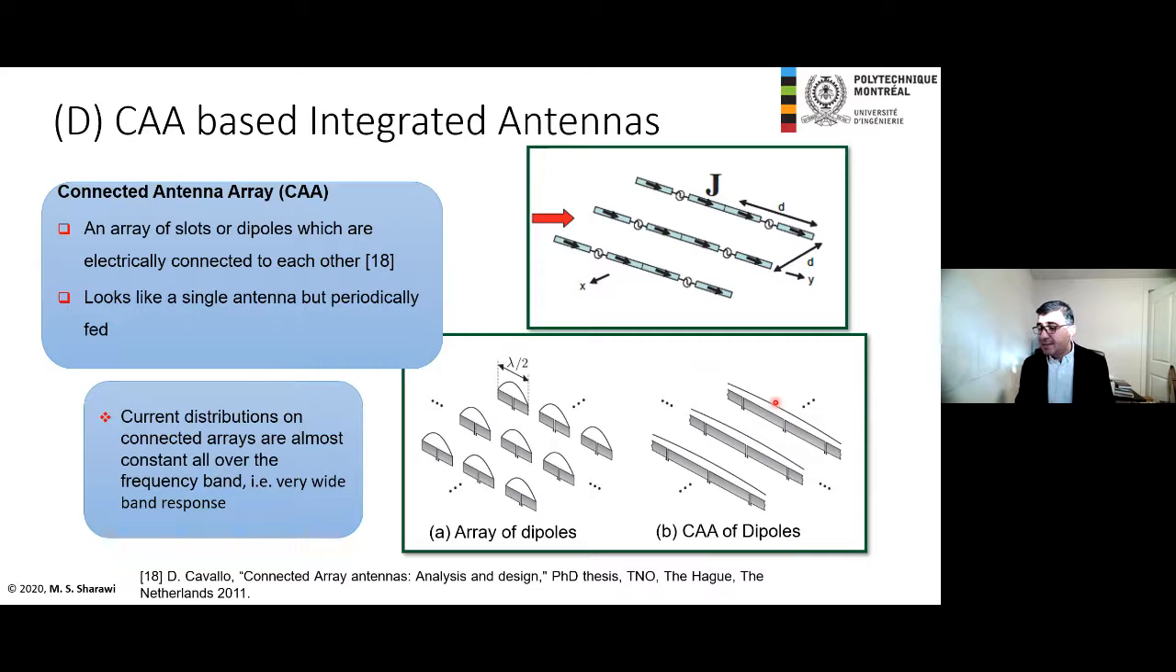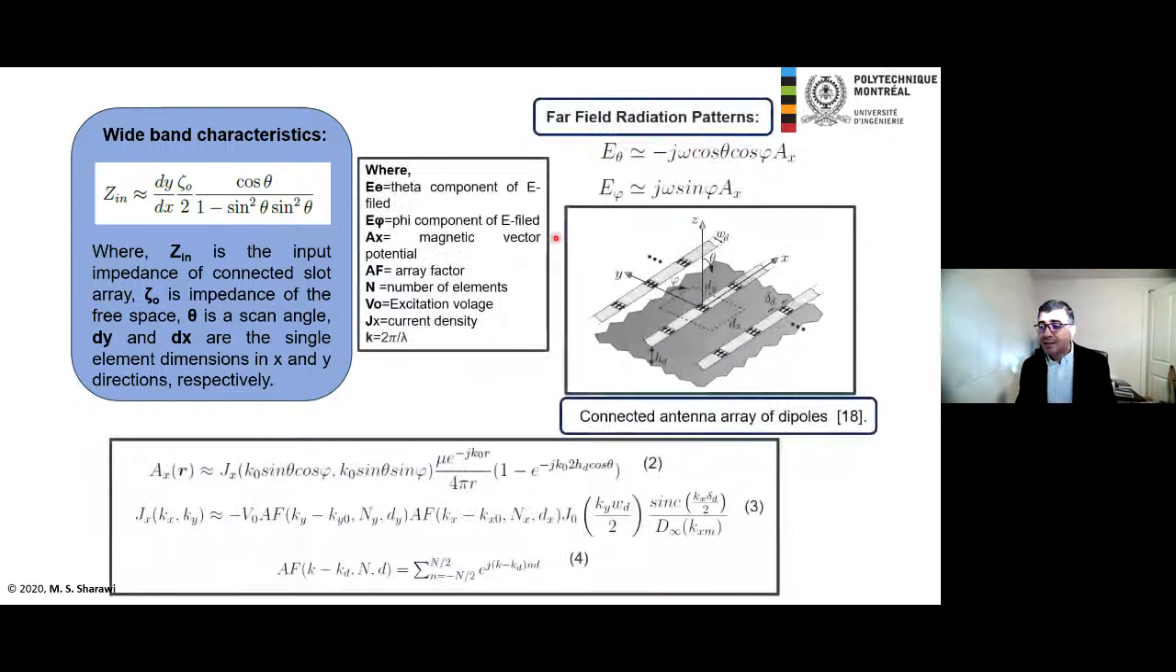If we look at the derived equations, which are a little bit involved, I'm not going to go over them, but the impedance here is independent of frequency. And this is the catch. If you have an impedance that is independent of frequency, then you can have an array or an antenna that has very wide bandwidth. We took this concept and we applied it on mobile terminals.